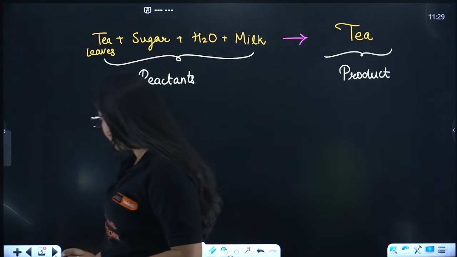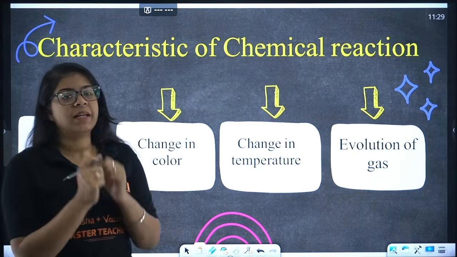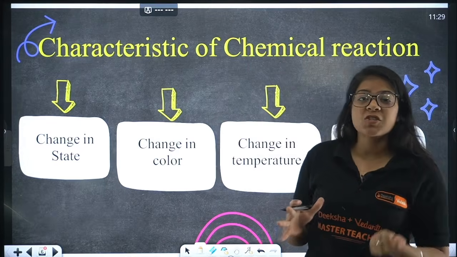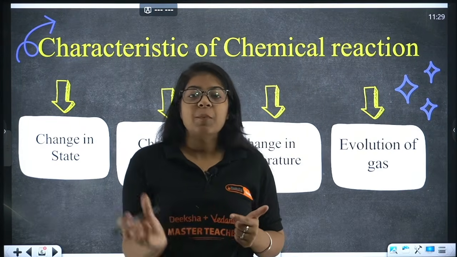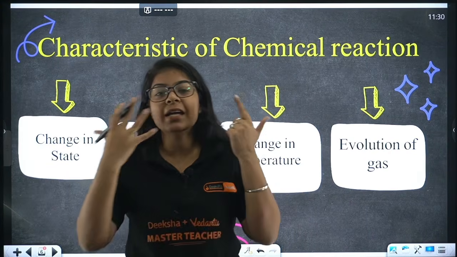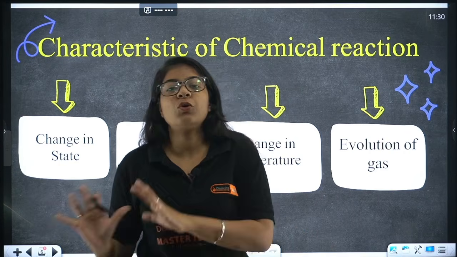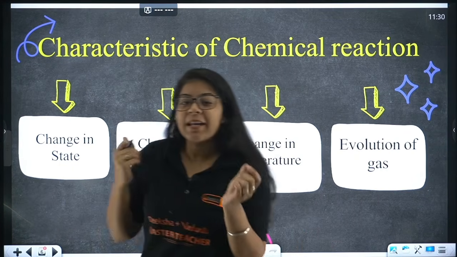Done? Okay, moving on, next we have characteristics of chemical reaction. Now what happens when you make tea? Its color is changing, right? Its temperature is changing, and some gas vapors are coming out of it. So all these are what? These are characteristics of chemical reaction. What is happening when two or more substances are combining together, right? So what can happen, beta?